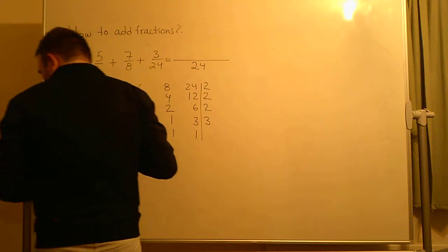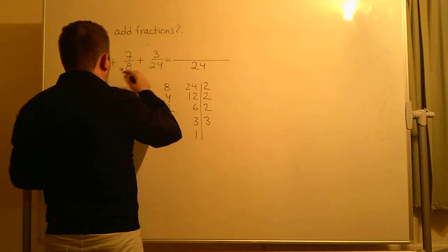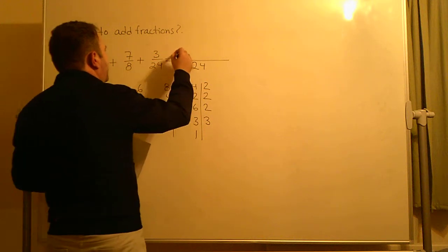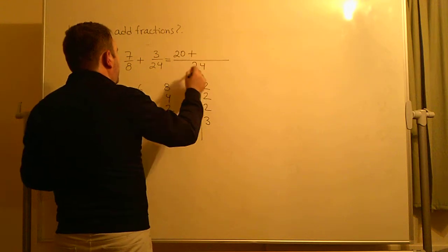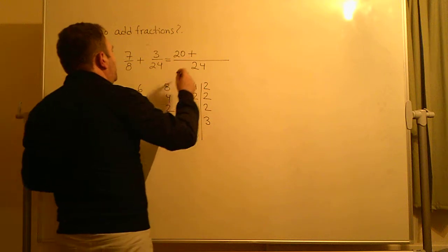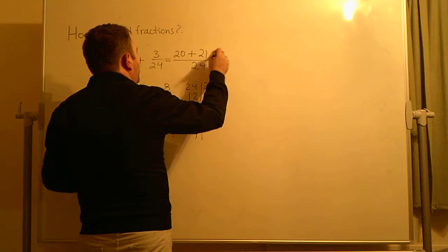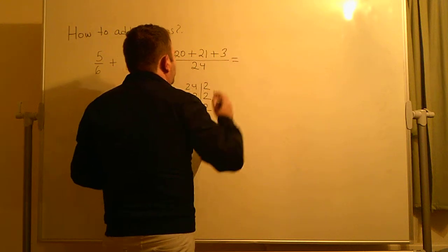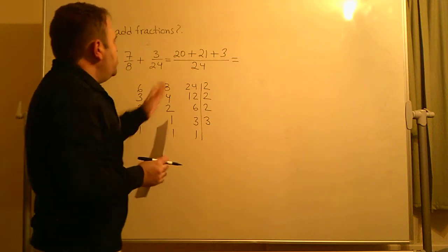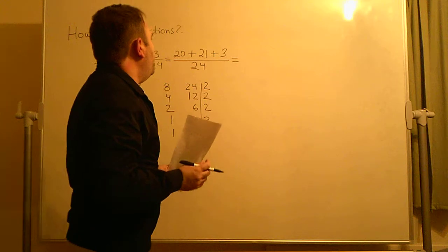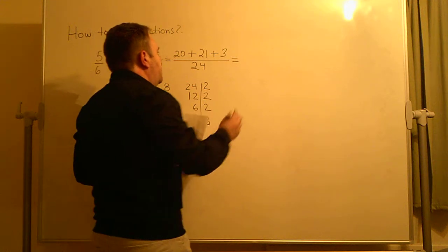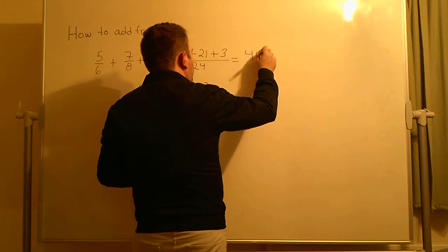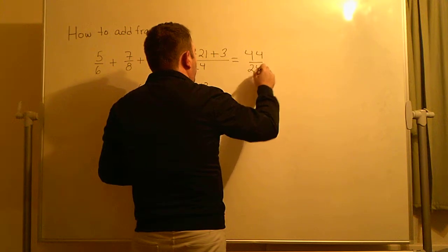So now, 24 divided by 6 is 4 times 5, 20. Plus 24 divided by 8 is 3 times 7, 21. Plus 24 divided by 24 is 1 times 3, 3. Then, 20 plus 21 is 41 plus 3, 44 divided by 24.